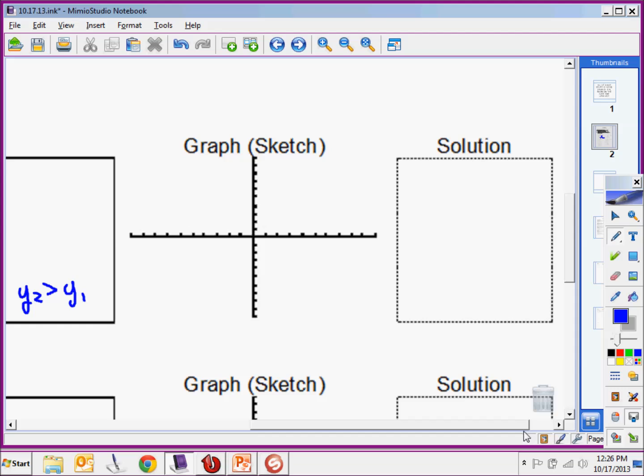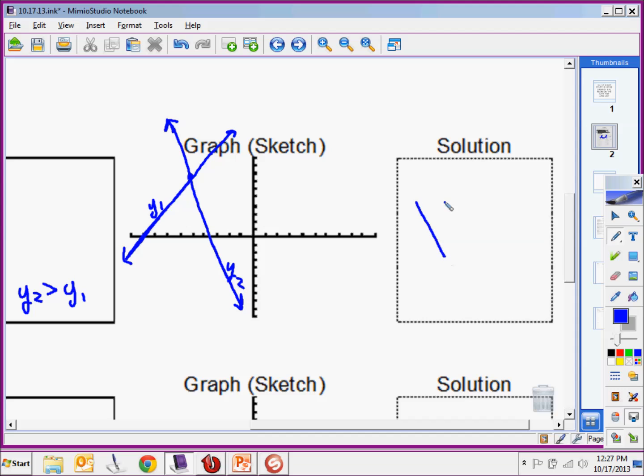So I'm going to go roughly negative 5. I know that y1 was this way somewhere, and y2 was the other way. I don't know what the intersection was. It was negative 4? Close enough. So this is my y1. This is my y2. The solution is the answer.